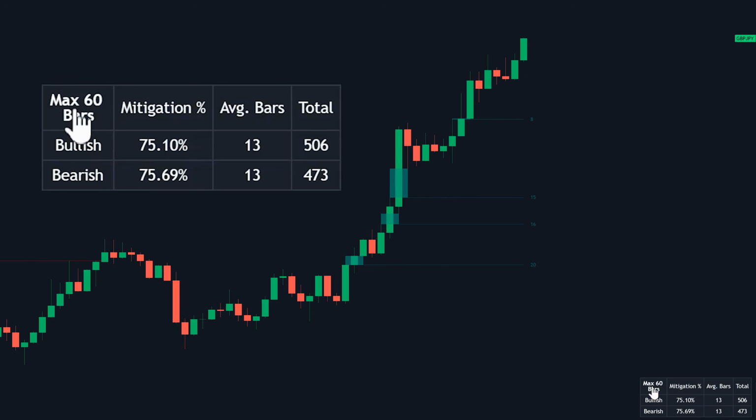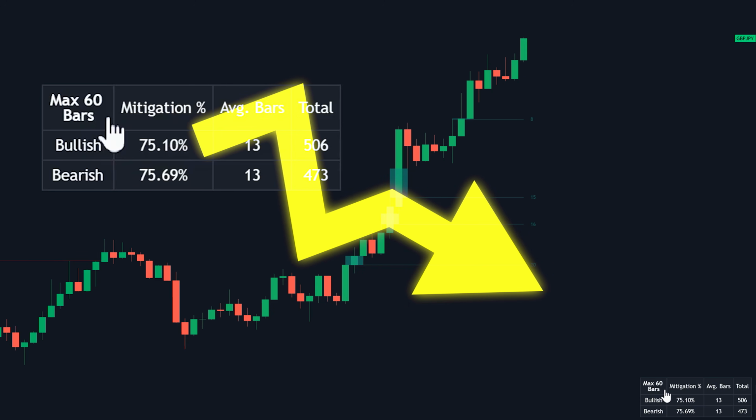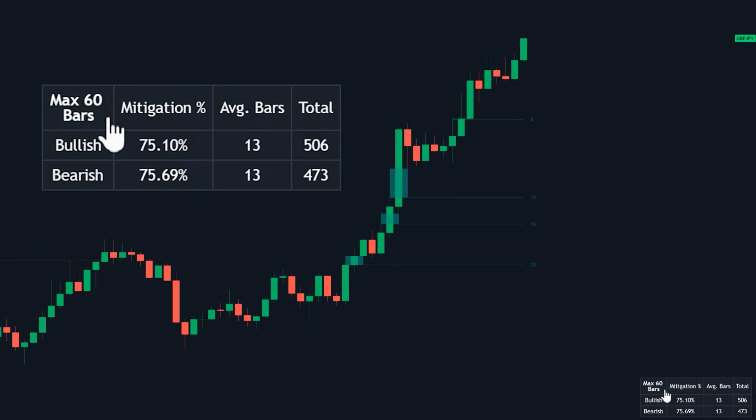Now, on this table, we have the max bars setting, which has a default value of 60, which is the bar analysis length, indicating how far back the indicator went to track bullish and bearish FVGs. It tracks how many of these FVGs were mitigated by the price. As mentioned before, mitigation is when the price comes back to the initiation point of an FVG, making it invalid.